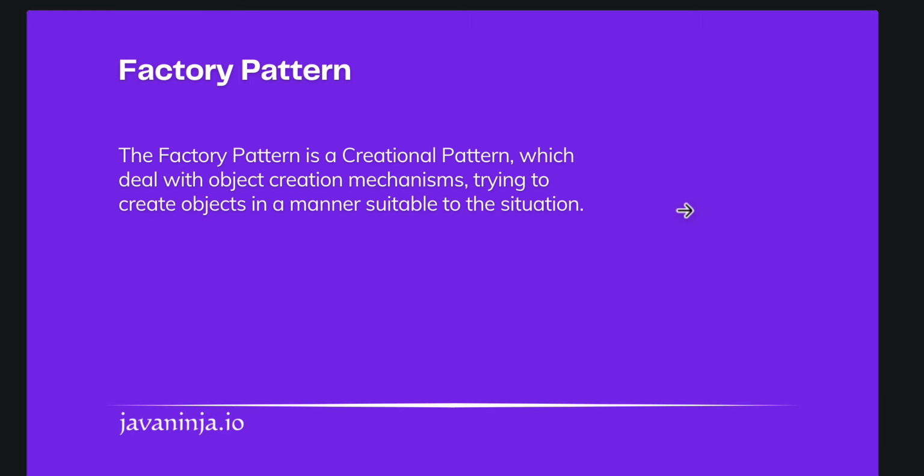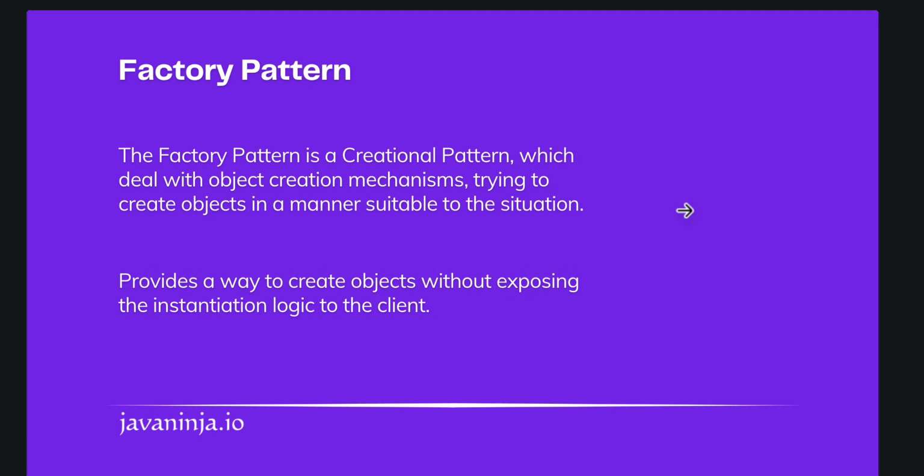The factory pattern is one of the most commonly used design patterns in object-oriented programming. It falls under the category of creational patterns, which deal with object creation mechanisms, trying to create objects in a manner suitable to the situation. The factory pattern provides a way to create objects without exposing the instantiation logic to the client, and refers to the newly created object through a common interface.